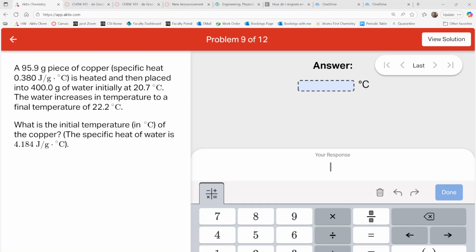All right, so we had a question about this copper problem here. We have a 95.9 gram piece of copper heated up, and then we're transferring it to some water, and the water heats up in the process of being in contact with the warm copper. And they want you to calculate what the initial temperature of the copper metal is.